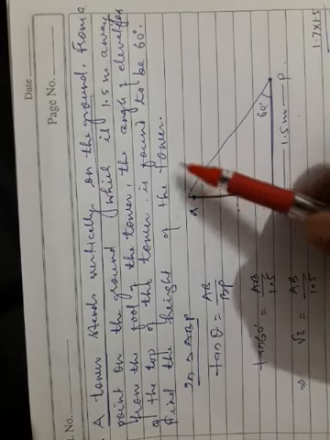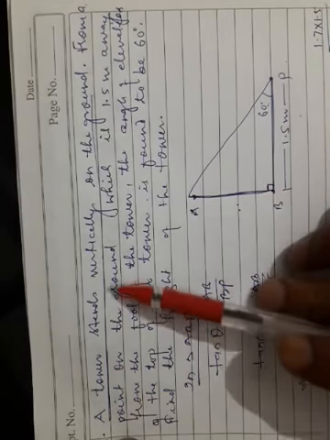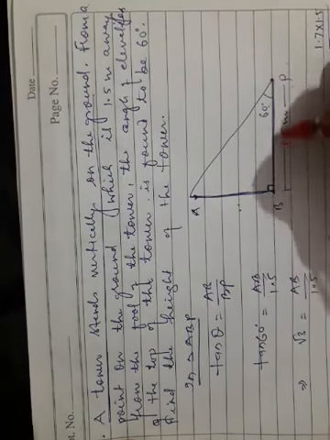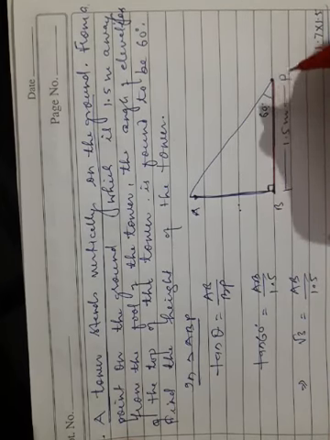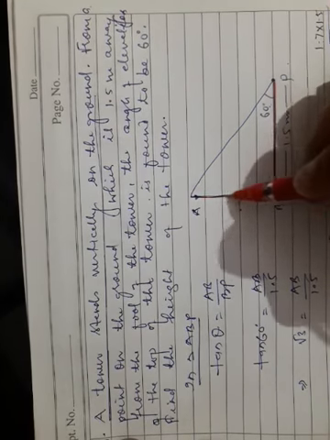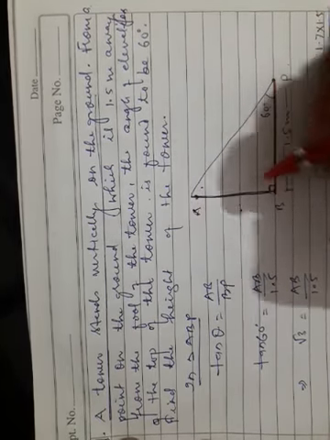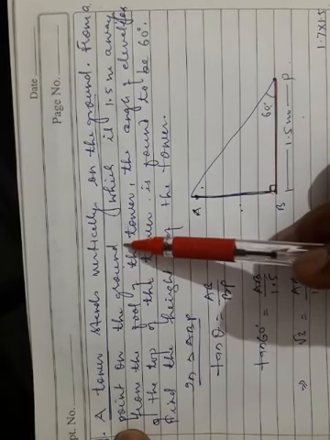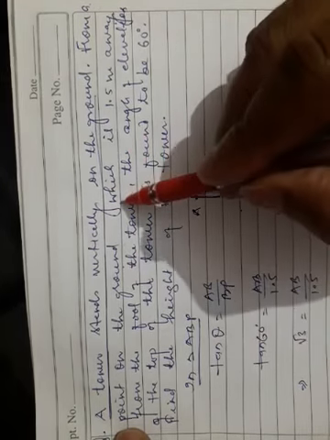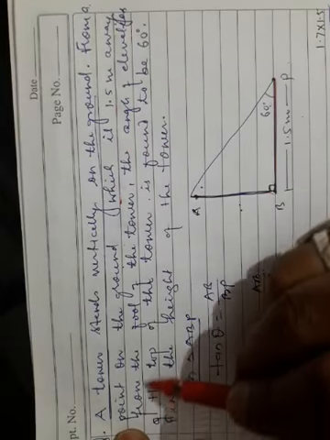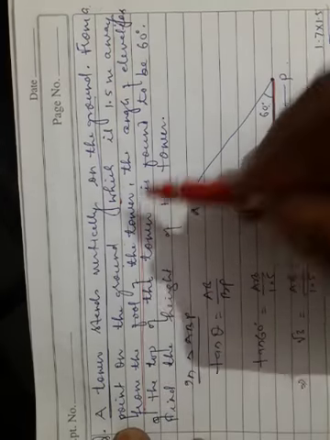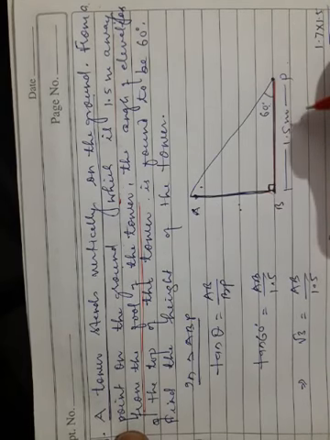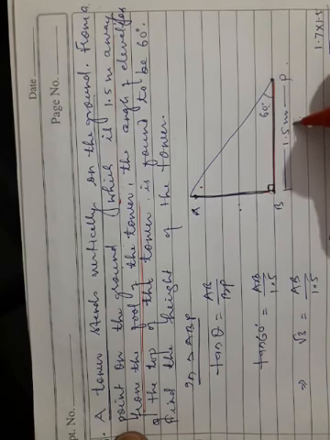Very simple question. First of all, a tower stands vertically on the ground. It means first of all we have to make a ground, here it is BP, and we have to draw a tower AB which is perpendicular to the ground. The next part: from a point on the ground, which is 1.5 meters away from the foot of the tower. So where is the foot of the tower? The foot of the tower is B, and from here we take a point P which is 1.5 meters away from its foot.